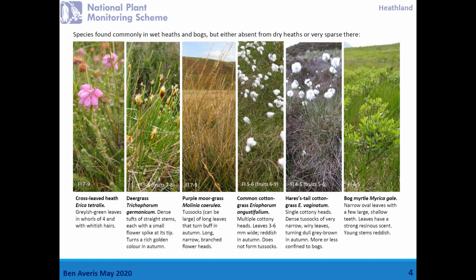And in both the wet heaths and the bogs, we can also find any of that first group of species we saw a couple of pages back: heather, bell heather, bilberry, cowberry, etc. They can all be in there anyway. That's why it's handy to know what these other species are for identifying the habitat as dry heath or not.